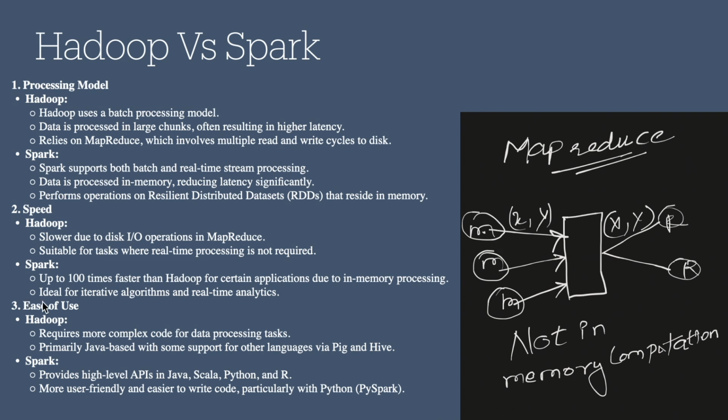So the third point is ease of use. When it comes to ease of use, Hadoop is a bit more complex to program. Sometimes you have to work with the Java programming language, which can be very complex. But Spark has this friendly multi-language support. You can work in Java, Scala, Python, and R with Spark. Spark provides a high-level API to support several languages.